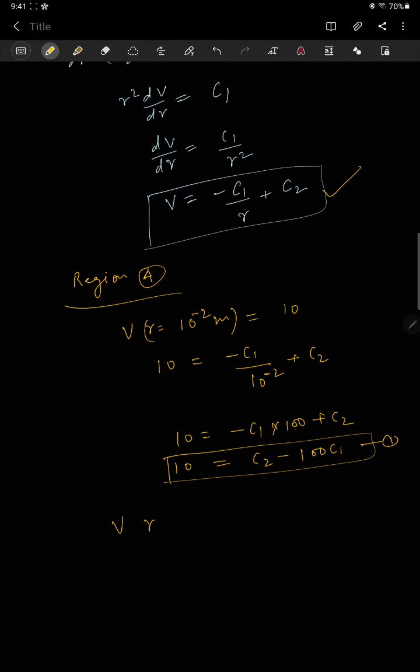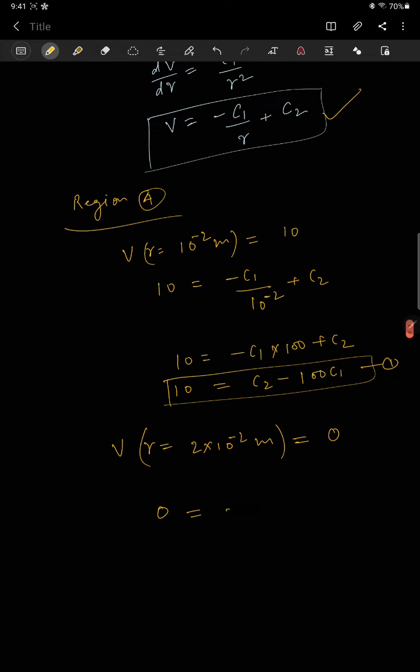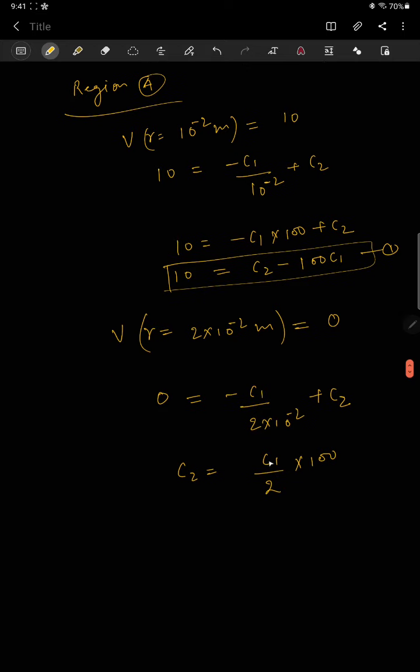Now we have another equation: r equals 2 into 10 to the power minus 2 meter. This is 2 centimeter radius, and we have the potential 0. So V equals 0 equals minus C1 by 2 into 10 to the power minus 2 plus C2. This will give us C2 equals C1 by 2 into 10 to the power minus 2. So C2 equals 50 C1.